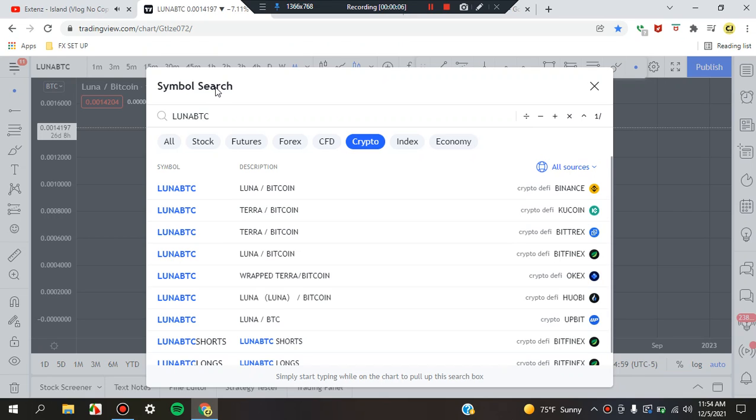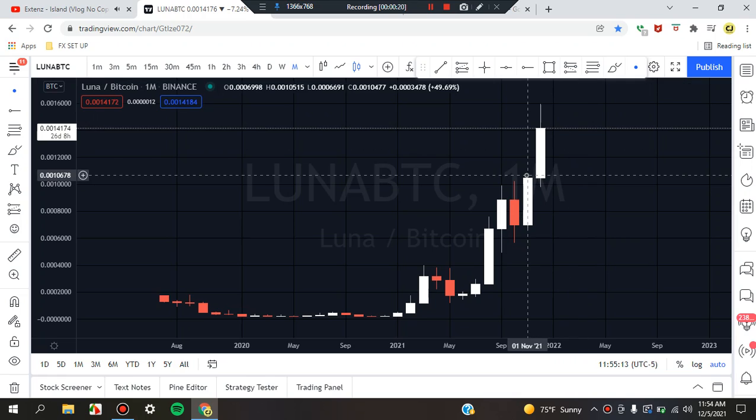We are here, running the levels, looking for market structure and patterns. Okay, guys, we are marking up LUNA BTC. We are looking for patterns in the market. Let's see what we identify.